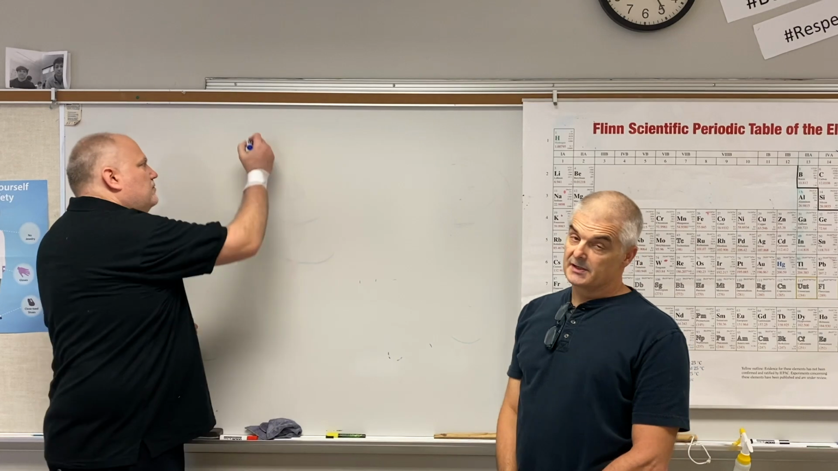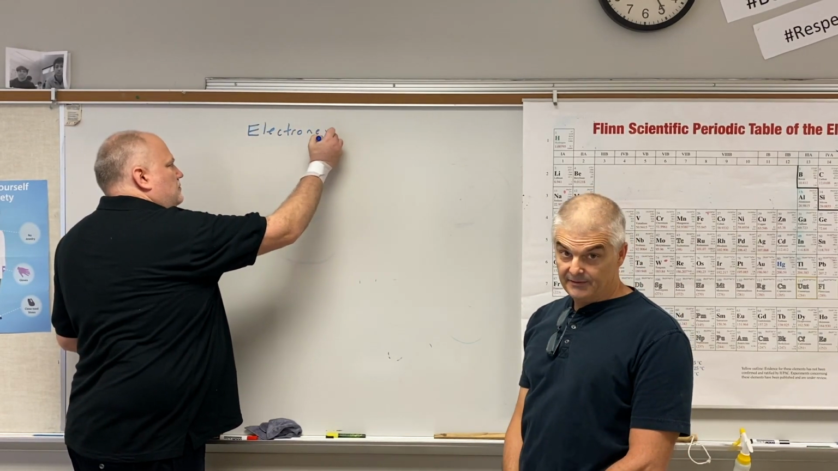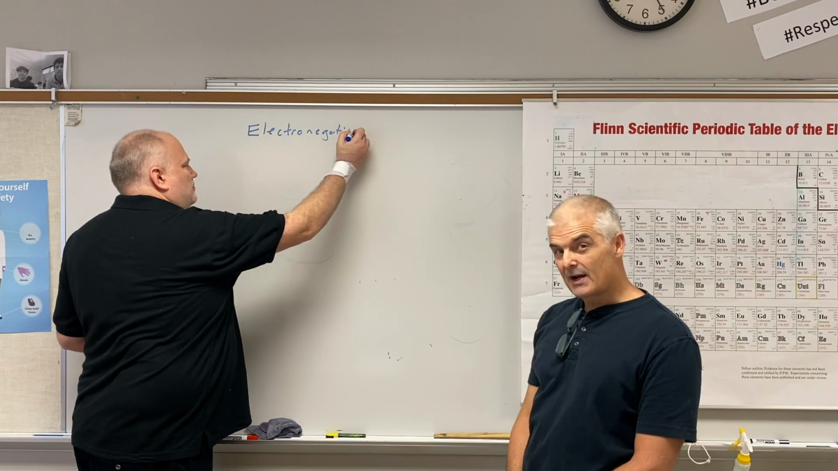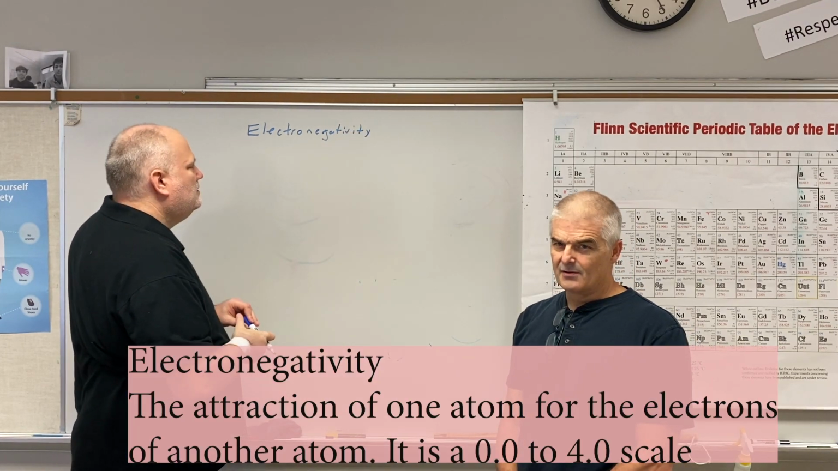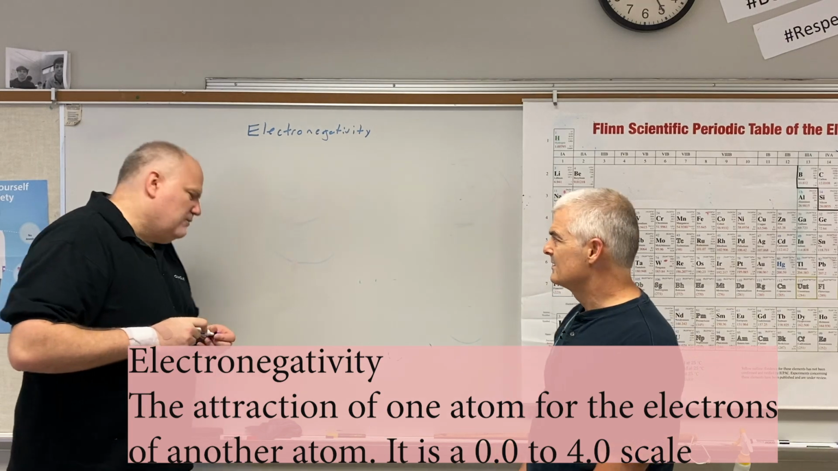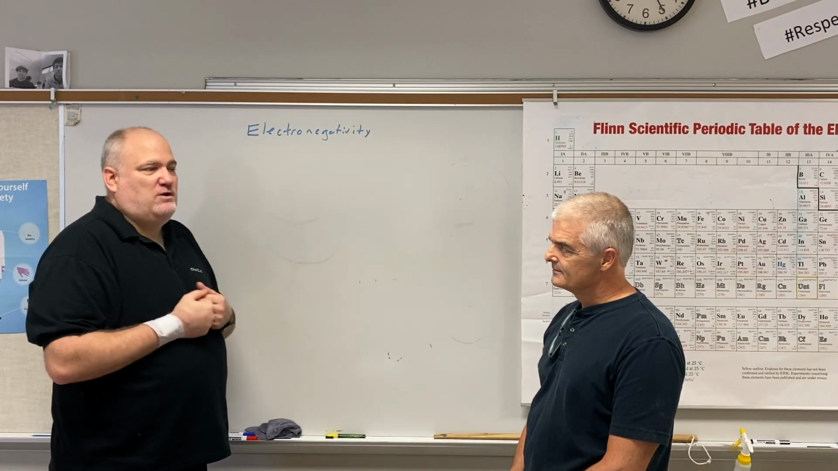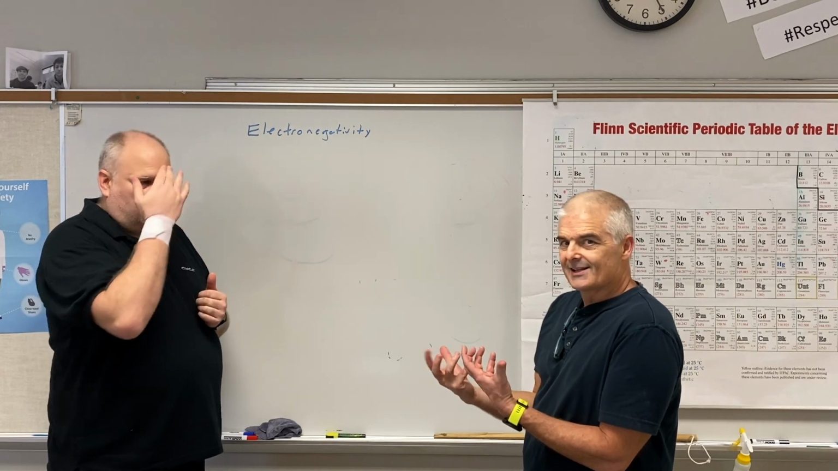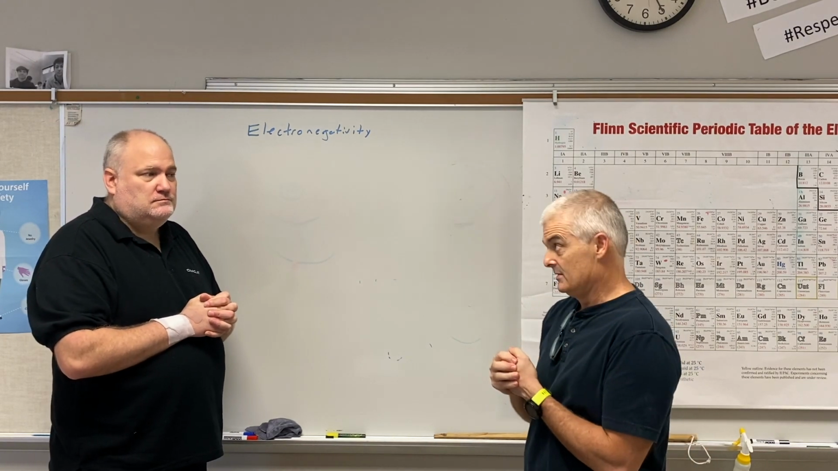And we have one more trend to talk about, and this is a big fancy, like $5 word called electronegativity. So electronegativity is the attraction of one atom for the electrons of another atom. But what does that mean? Well, it simply means this: it's how easily I'm able to grab an electron off of another atom. And I like to call this the strength of an atom. An atom that's strong can take away the electrons of another, right?